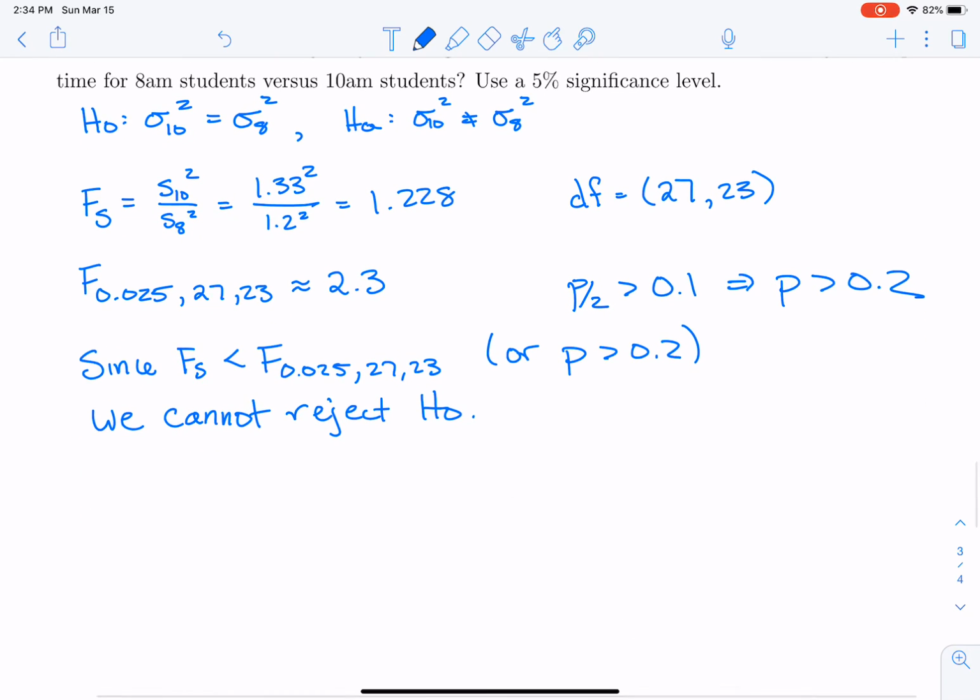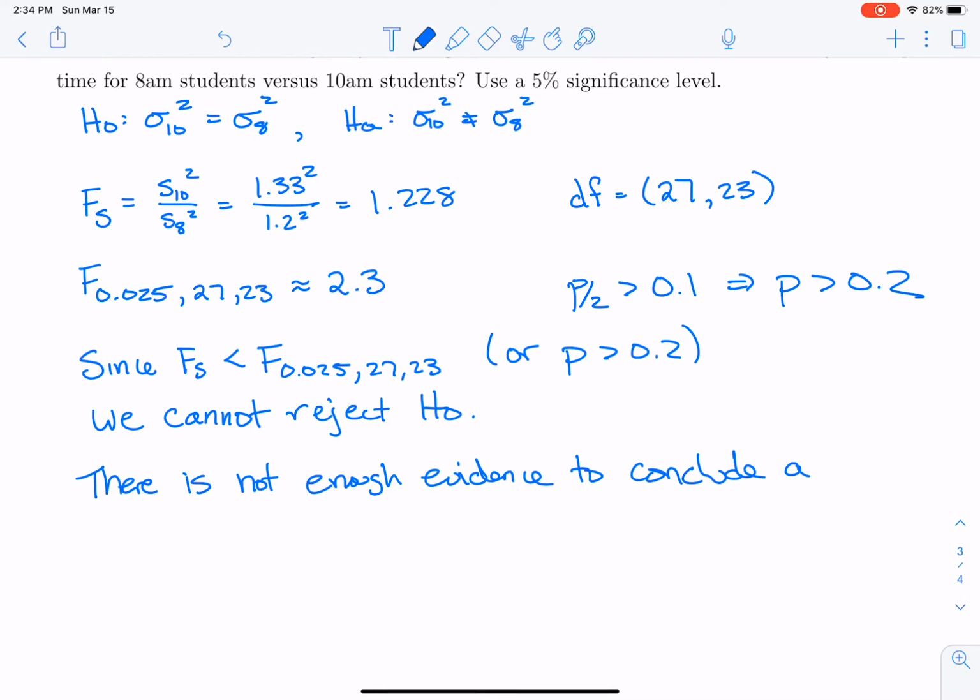So what can we say then? There is not enough evidence to conclude a difference in the variances.